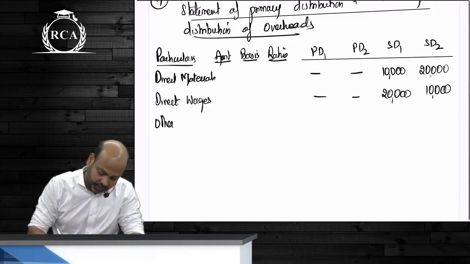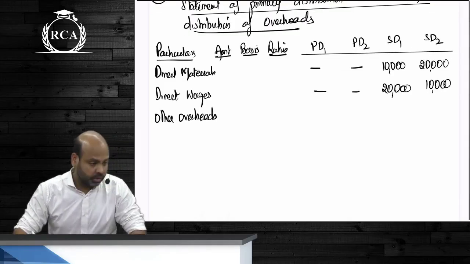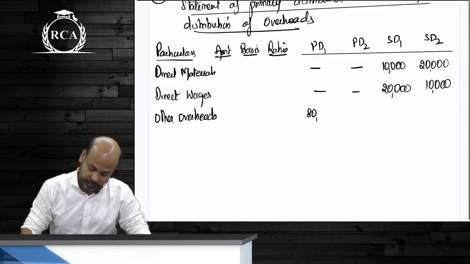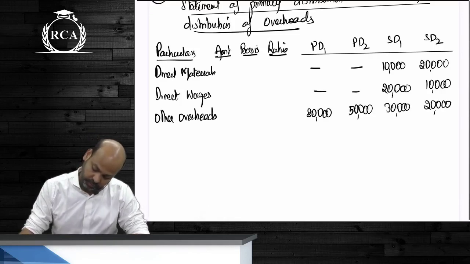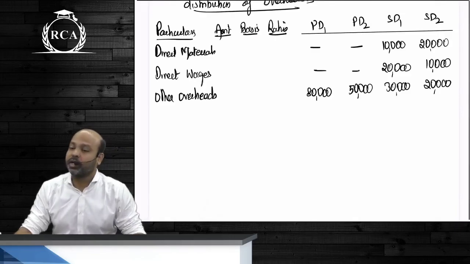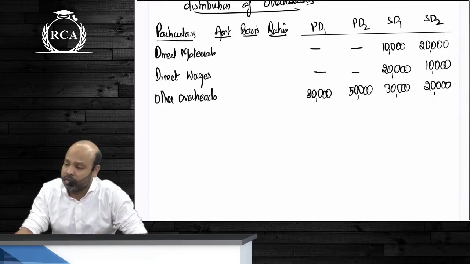Other overheads जो दिया हुआ है. Now you will include for all the departments 80, 50, 30 and 20. There will be one or two questions in which I'll not take direct wages. I'll tell you the reason behind that, but abhi ke liye. Is everyone clear about this?